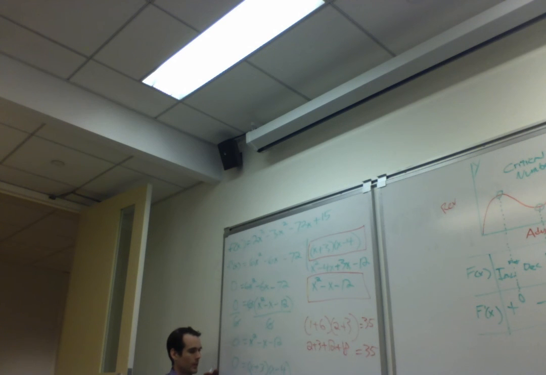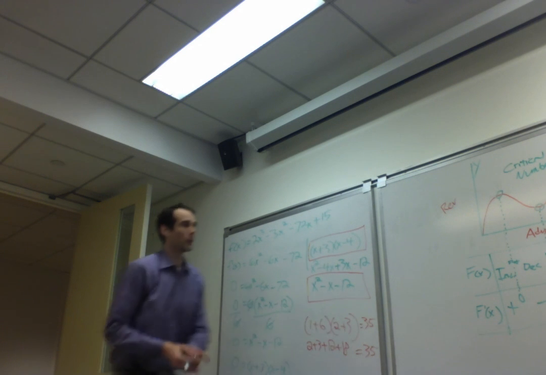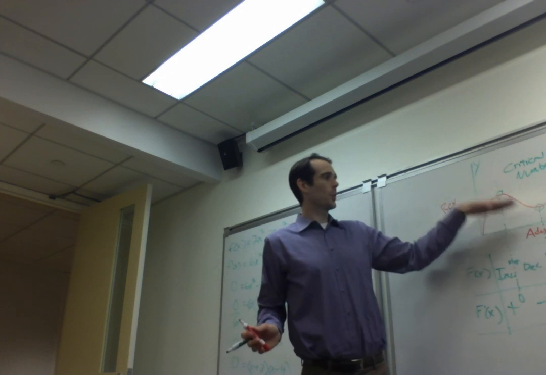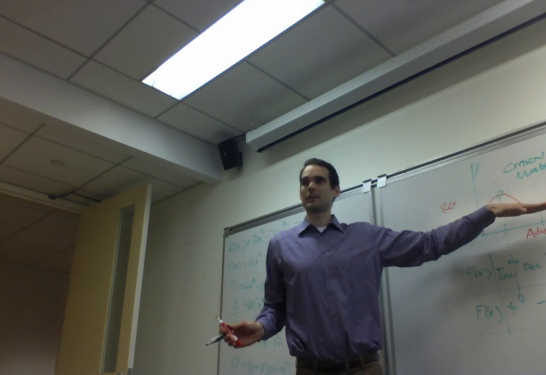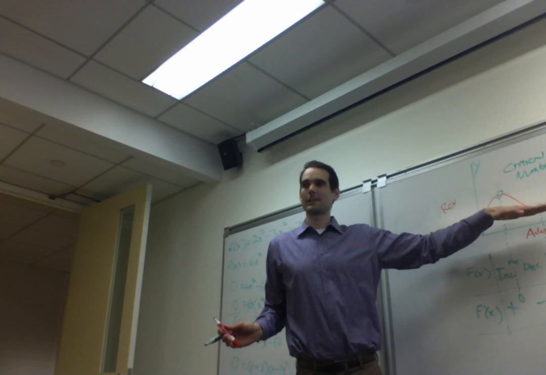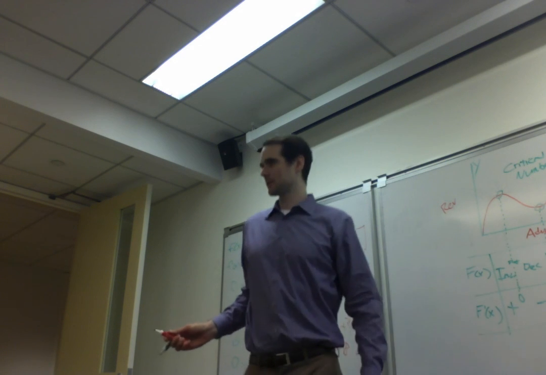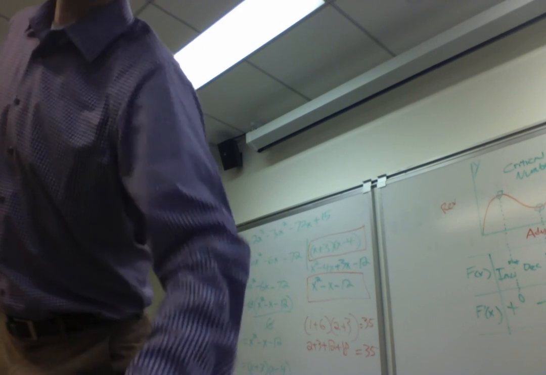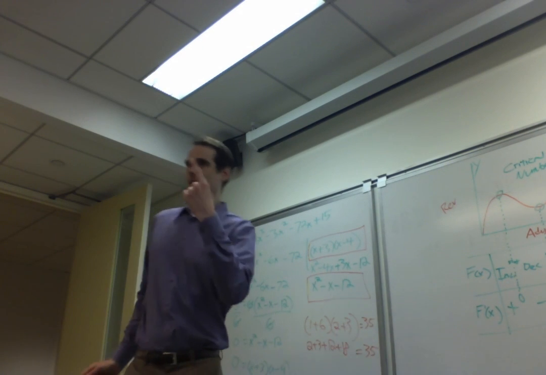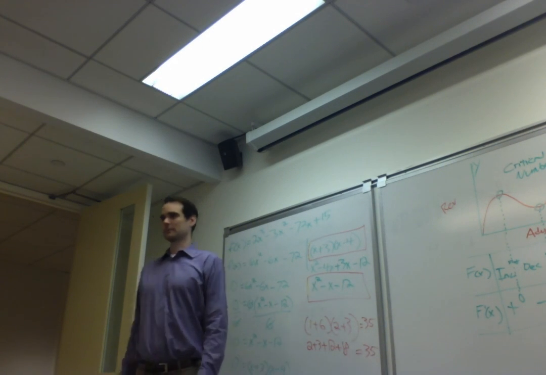So I know there are 2 points where the derivative is equal to 0: x equals negative 3 and x equals 4. Those are the 2 points along my graph where I've got a slope of 0. And I know those are possible local extrema. And I further know that those are possible absolute extrema.